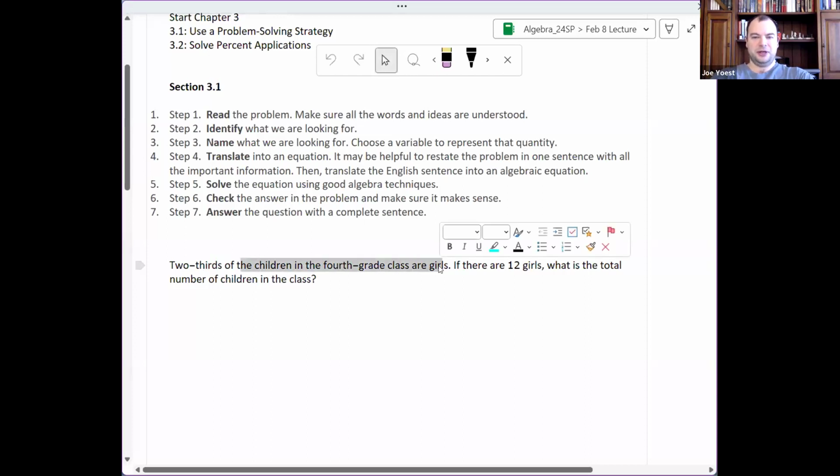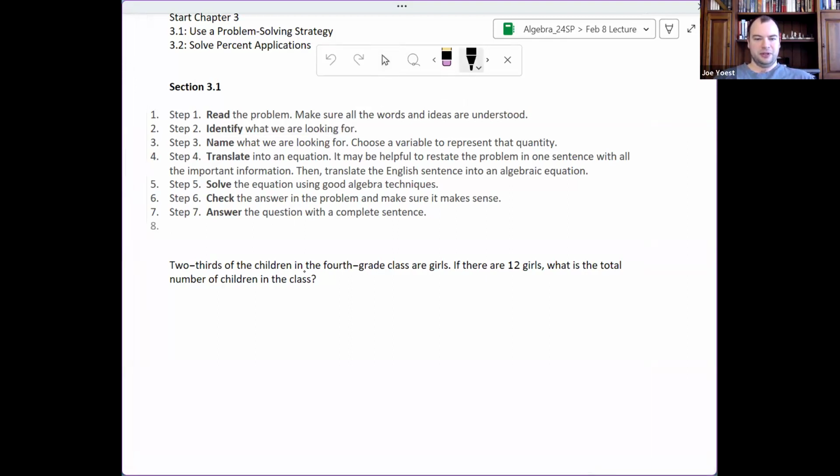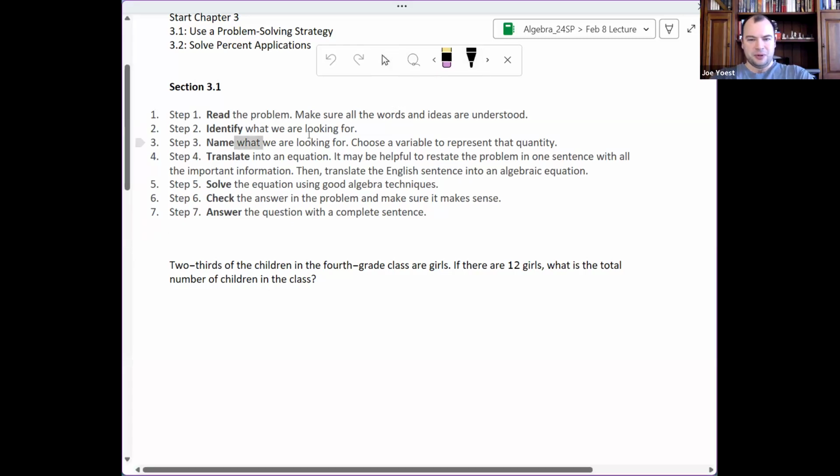2/3 of the children in a 4th grade class are girls. Okay, so we have children overall, we have girls. If there are 12 girls, what's the number of children in the class? So identify what we're looking for. Well, what are we looking for? Number of children in the class. That's what we're being asked. That's the question part. What is the total number of children in the class? Name what we're looking for. In other words, assign a variable, assign a letter.